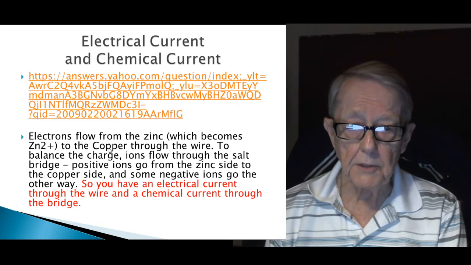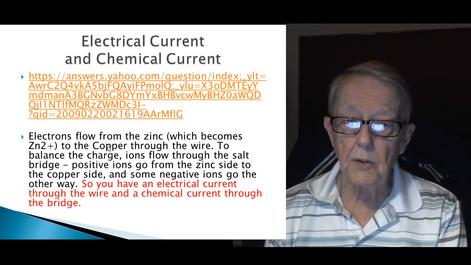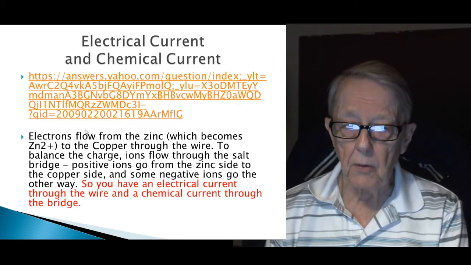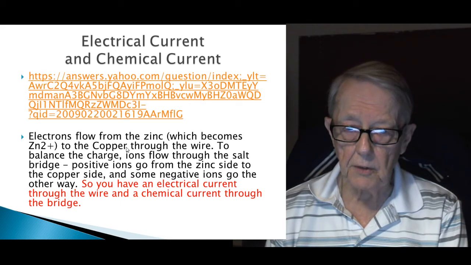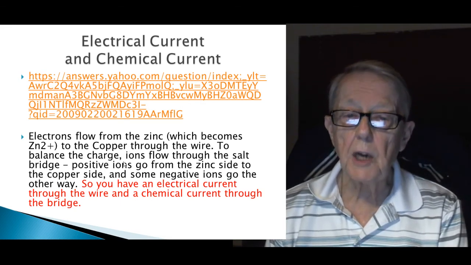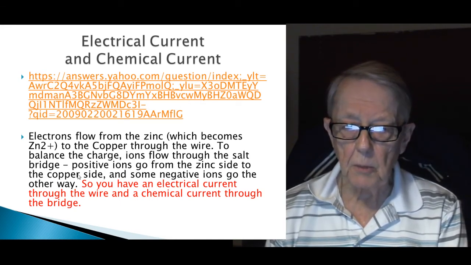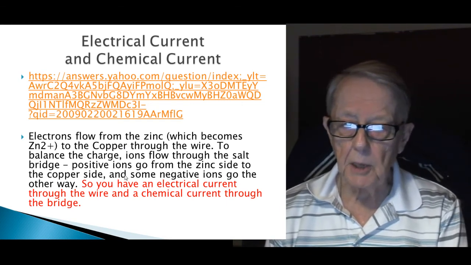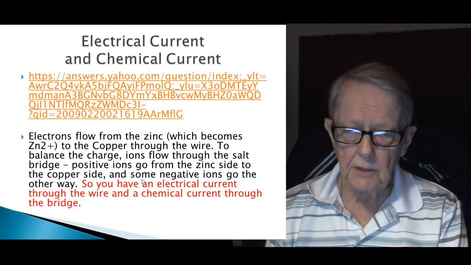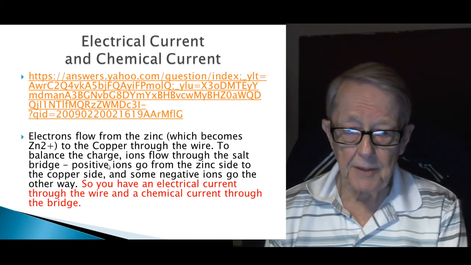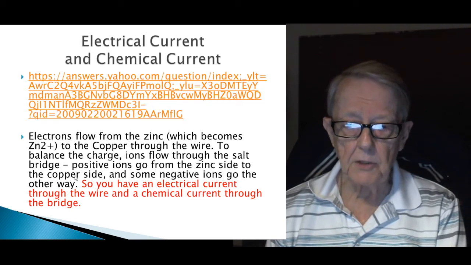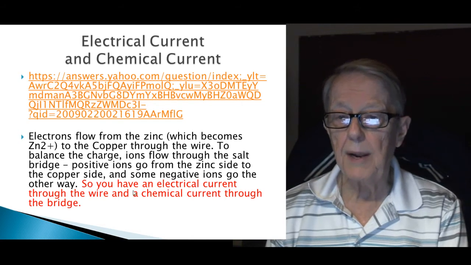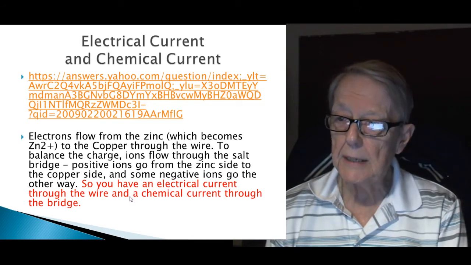and I'm going to read this. Electron flow from the zinc to the copper wire gives you the electron flow. Electrons flow from the zinc to the copper. To balance the charge, ions flow through the salt bridge. Positive ions go from the zinc side to the copper, and some negative ions, that is to say some less than the positive ions, go the other way. So you have an electrical current through the wire and a chemical current through the bridge.